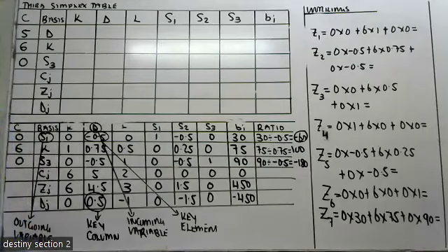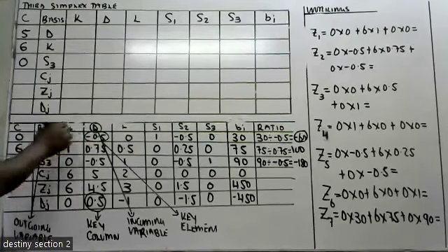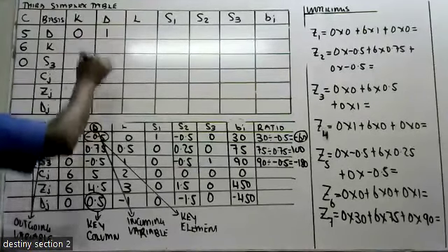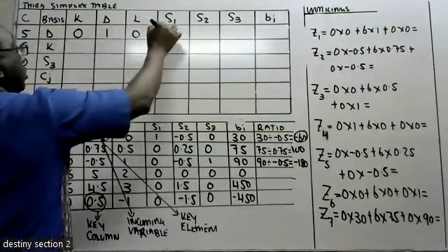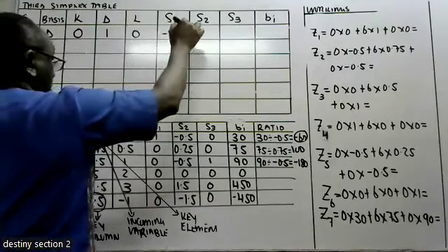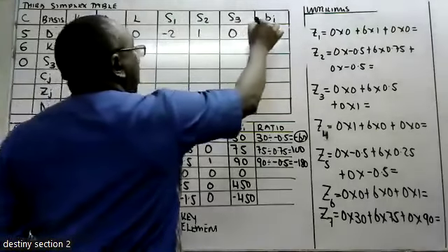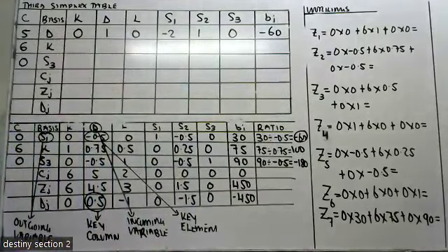So what we do from there is this. We divide all these values by the key element, so we divide by 0.5. So 0 divided by minus 0.5 is 0. This is going to be 1. This is 0. This is going to be negative 2. This is going to be 1. This is 0. And this is negative 60.